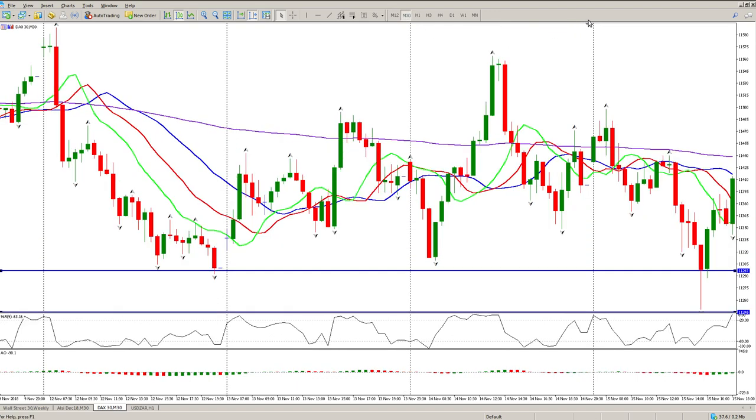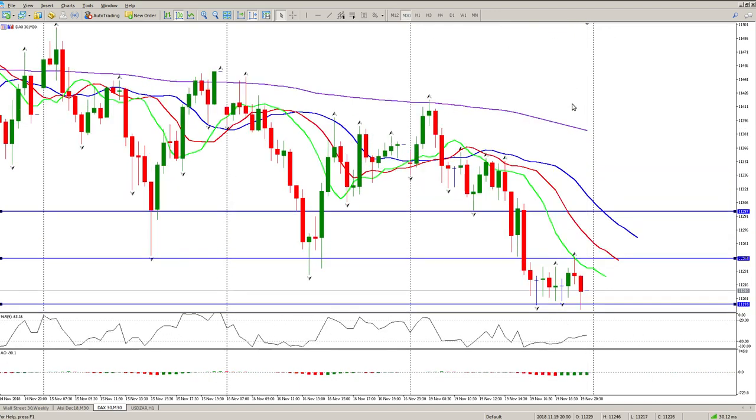Okay, now I like to use the 30 or 12 minute with the Bill Williams. It just gives me a better indication of what's going on. And you can see here we had a break up, we had a bit of a rally. We hit the 200 moving average, and then we got an indecision bar off it.